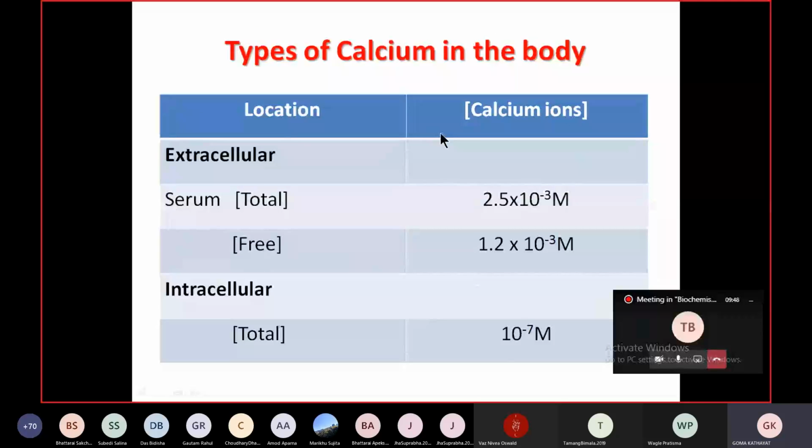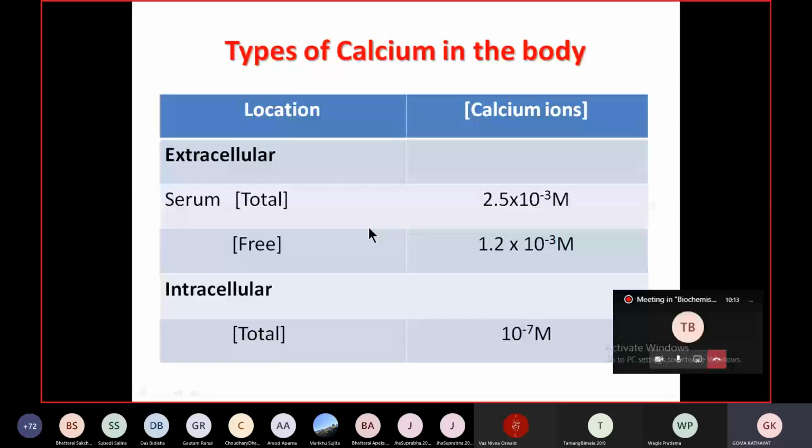Types of calcium: it can be present intracellularly as well as extracellularly. The intracellular concentration of calcium is very, very less, about 1 of 1000 of what is present extracellularly. In the extracellular fluid, calcium can be in the form of total calcium as well as complexed calcium. Total calcium means overall total calcium that is present extracellularly.